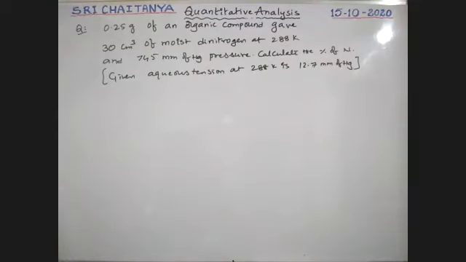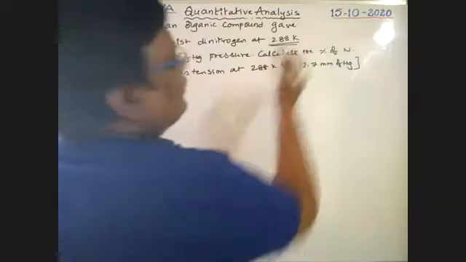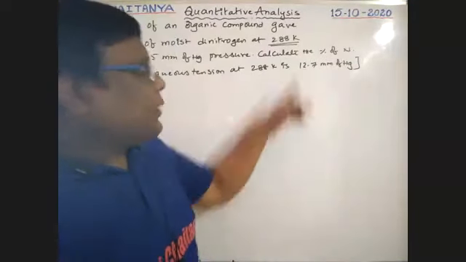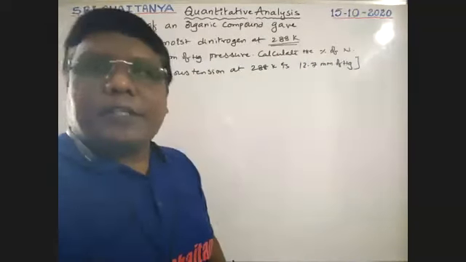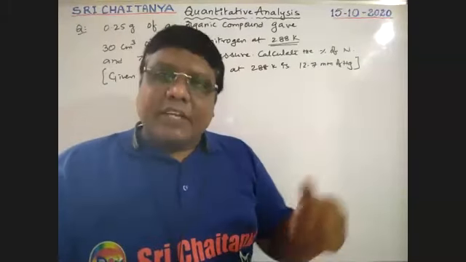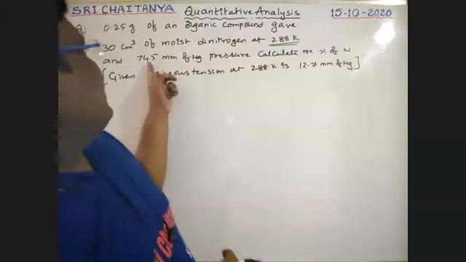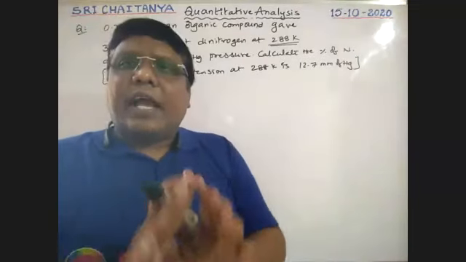This is the question, boys. 0.25 grams of an organic compound gave that much. See here, boys, what is the temperature given to you? 288 Kelvin. STP condition is 273 Kelvin, but the temperature is 288. That means this gas is not at STP. Pressure is 1 atmosphere at STP condition. 1 atmosphere means 76 centimeters or 760 mmHg. But here the pressure is 745 mmHg. So pressure is also not at STP. That means the gas is not at STP.